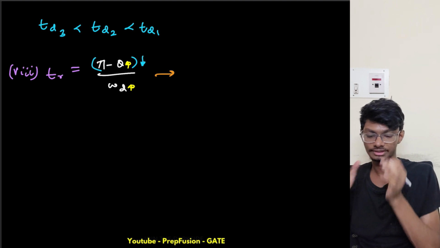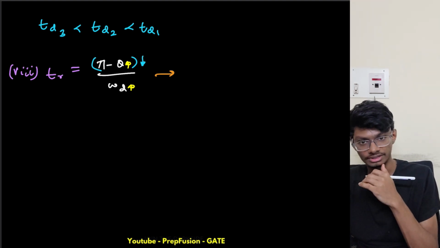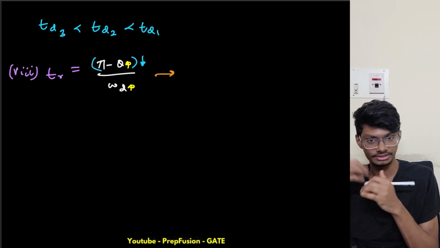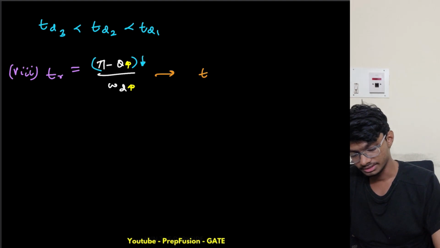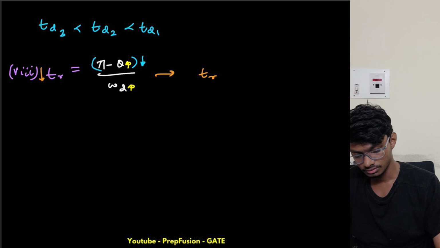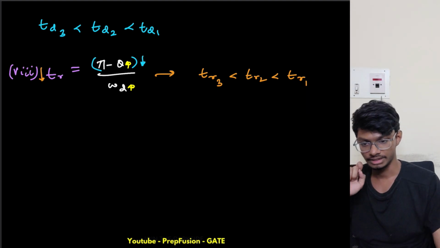So basically rise time and delay time are proportional to each other. If rise time increases, delay time will also increase, and if delay time reduces, rise time will also decrease, and vice versa. So my rise time will reduce. TR3 will be less than TR2 will be less than TR1. Okay, so these are the time domain parameters.